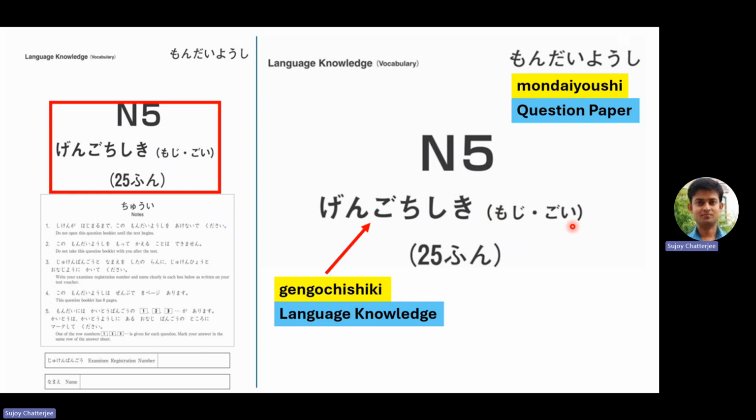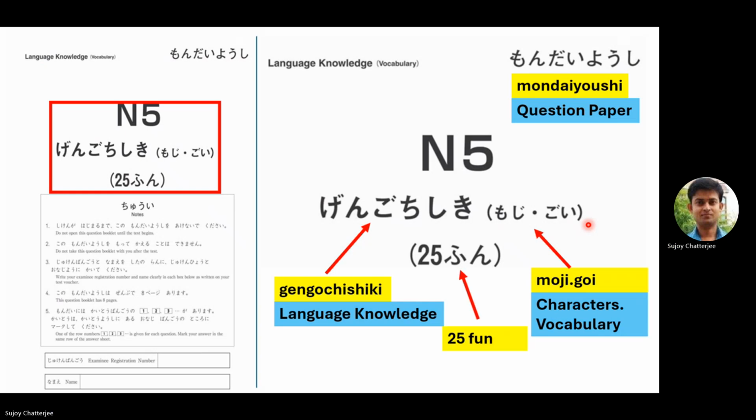And then we have some additional information. What is this? This is Moji Goi. Moji Goi means characters, vocabulary. Moji means characters or alphabets and Goi means vocabulary. So this is part 1, language knowledge, vocabulary. And this is Nijugo Fun. As you can read it, Nijugo means 25, so Nijugo Fun is 25 minutes. Now this is minutes because this is specifically mentioned as Fun, so this is minutes and not marks.